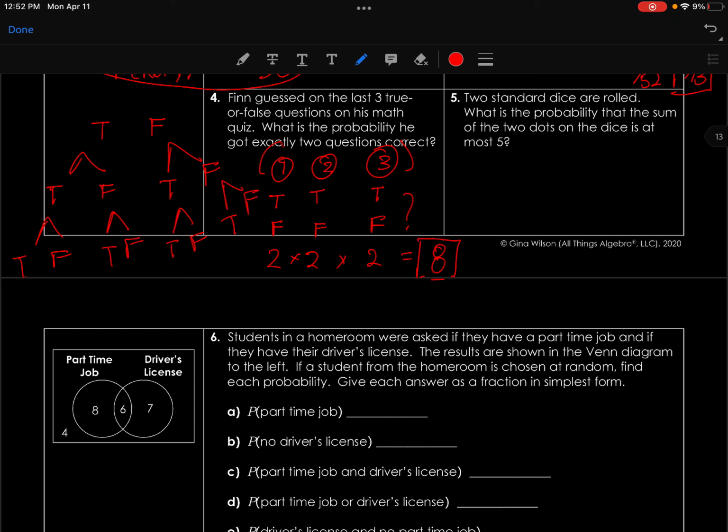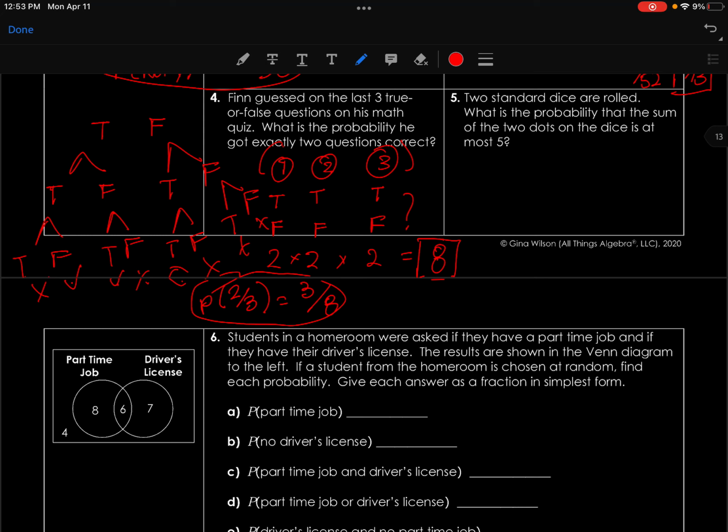How many of them have exactly 2 trues? It's not this one, it's not this one, it's not this one, it's this one, not this one, and this one, not this one. So you have 1, 2, 3. So you have a total of 3 out of 8. So the probability of 2 out of 3 is equal to 3/8. Boom.